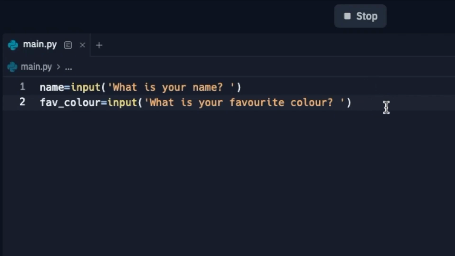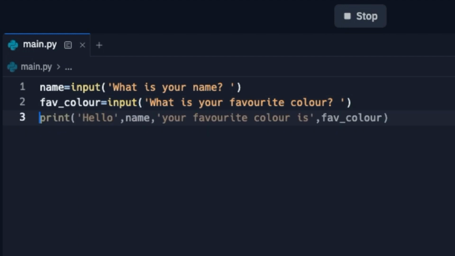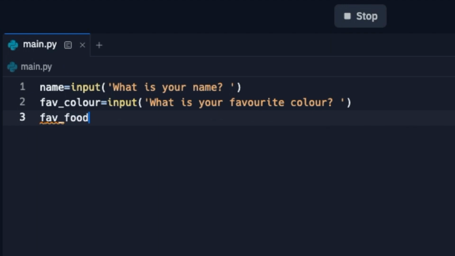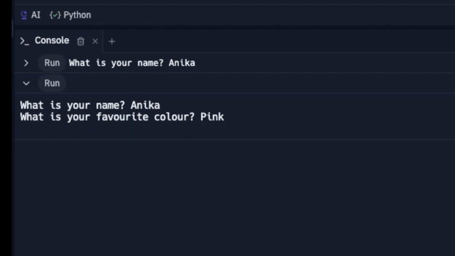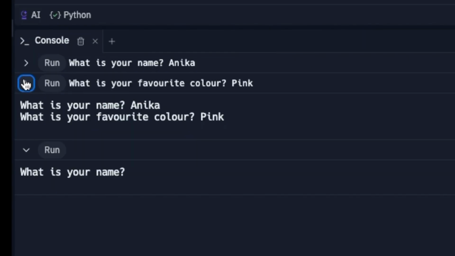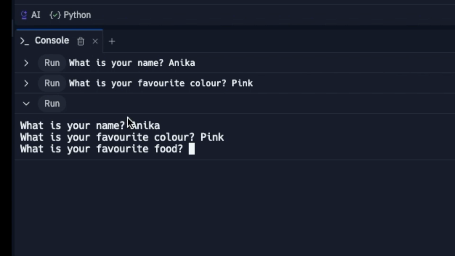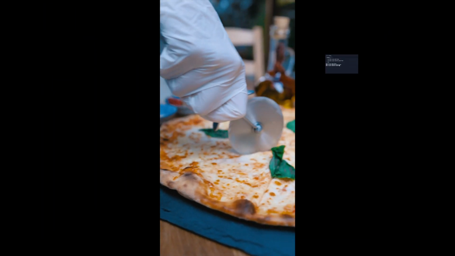Okay, step 3 is what their favorite food is. So the variable name could be fav food equals input, what is your favorite food, question mark. Then when we run it, it asks us what is your name. So Anika, color pink, favorite food, pizza.